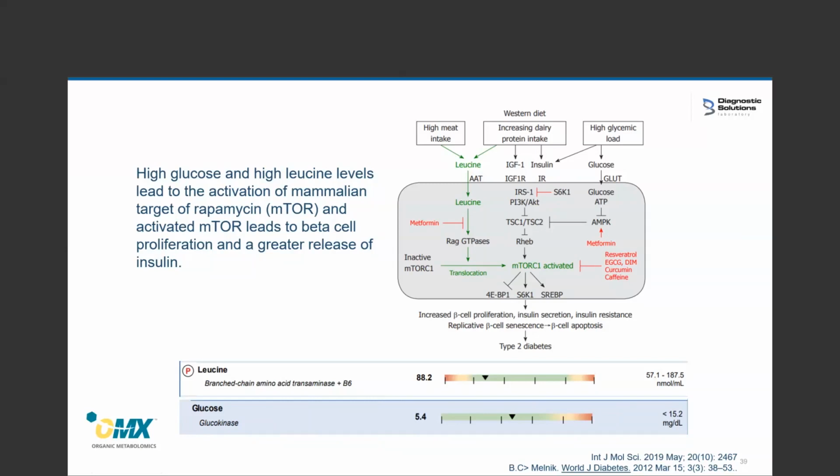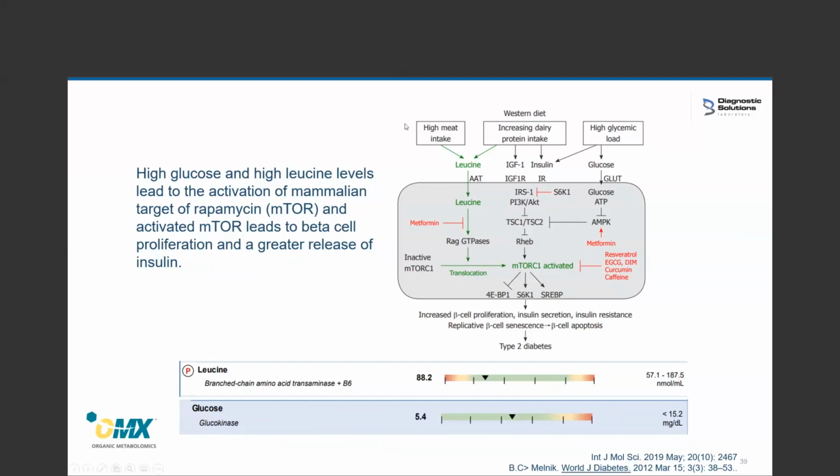So if there's a dysregulation of mTOR activity, mTOR is closely associated with various diseases. Besides diabetes, there's been research on cancer and neurodegenerative diseases. So high blood levels can cause that.